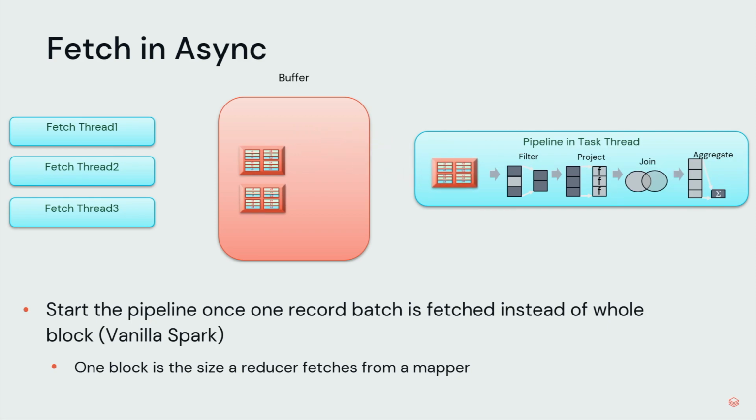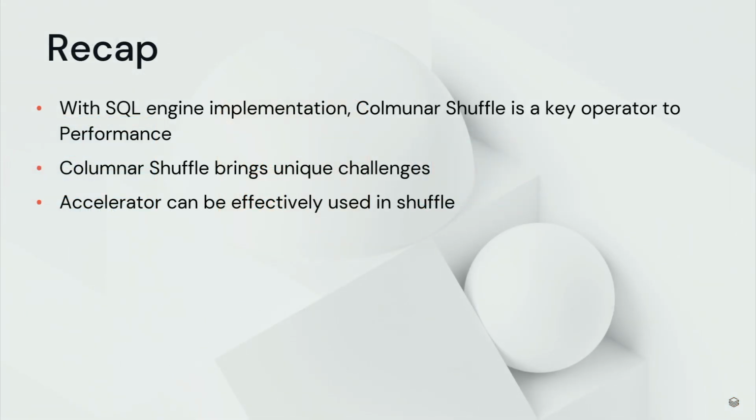So that's the only optimization. The unit decreased, so we have more overlap and less start time. And one block is the size of a reducer. So that's all the things I want to highlight today.